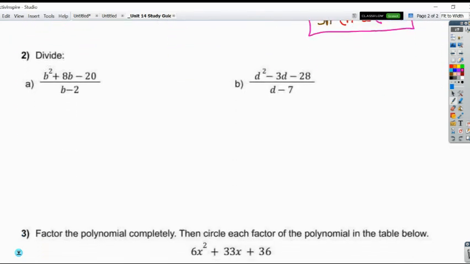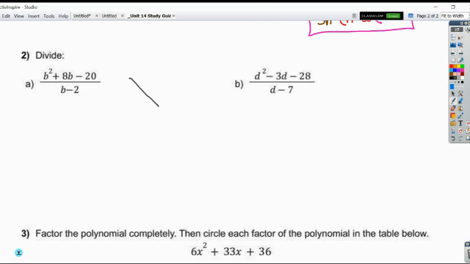So question number 2 wants you to do some division for us. Now, when I divide by a monomial, remember that's where each piece of the numerator gets a turn in the division. When you divide by the binomial in the denominator here, you've got to think a little bit differently. We've got to find out if that numerator is capable of being factored.